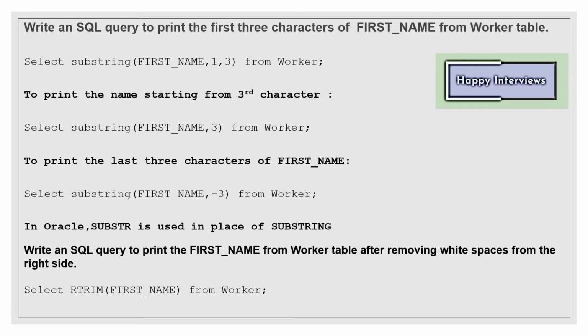So in substring you will pass the string, like the column from which you want to extract, then the starting position, then the ending position. This is how it will work. So if you can see in the first query, select substring first name comma 1 comma 3 from worker. What it will do is, starting from the first position to the third position, it will give all the first names from the worker table.